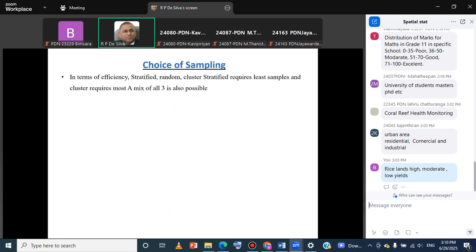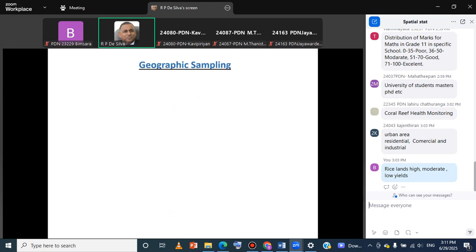So in terms of efficiency, the order is stratified, random, cluster. Stratified is more efficient, random is less, cluster is even less. Stratified requires the least samples and cluster requires the most. A mix of all three is also possible.